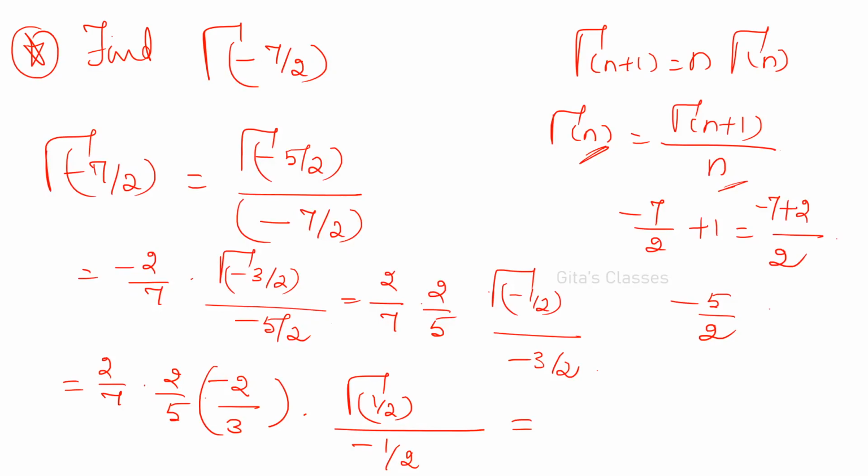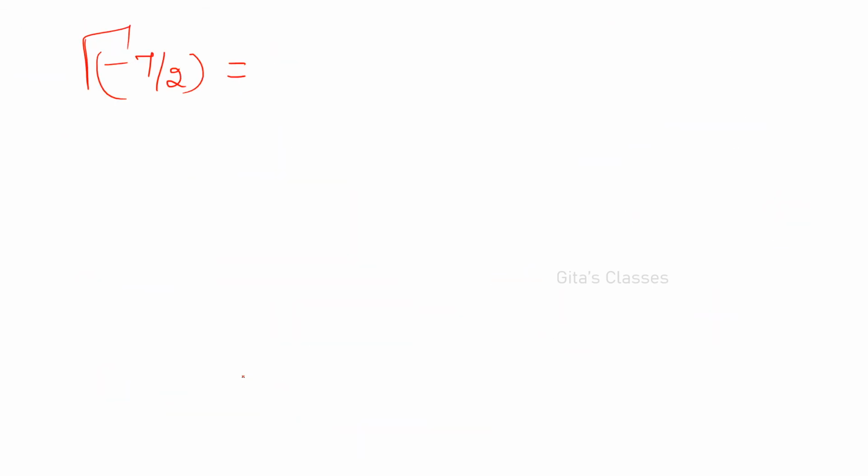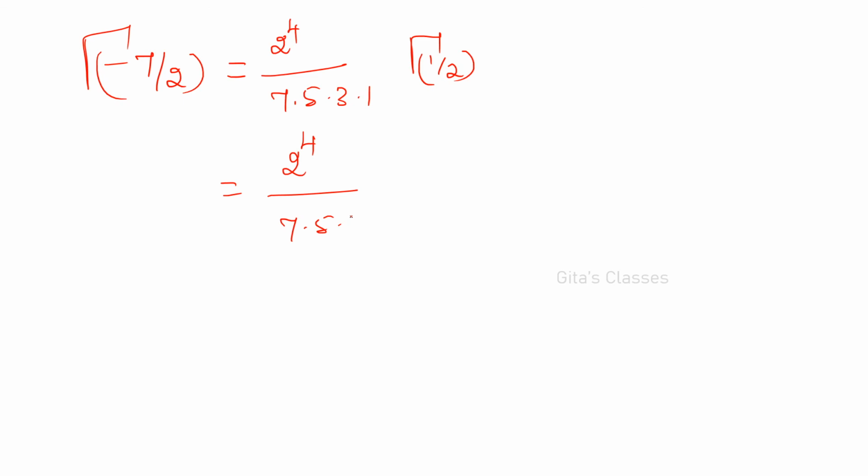Therefore we started with gamma of minus 7 by 2, which is equal to, since this minus and this minus will become plus, you will be getting 2 power 4 divided by 7 into 5 into 3 into 1 into gamma of 1 by 2, right? Therefore, what is gamma of 1 by 2? We know that it is root pi. So 2 power 4 by 7 into 5 into 3 into root pi is the answer.